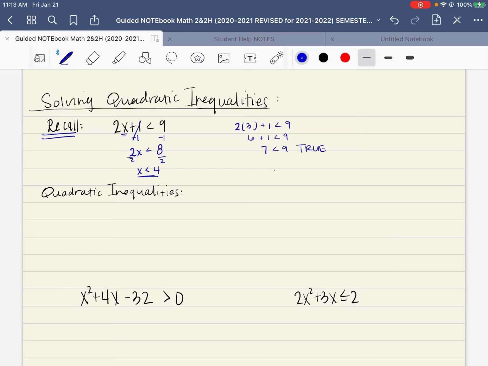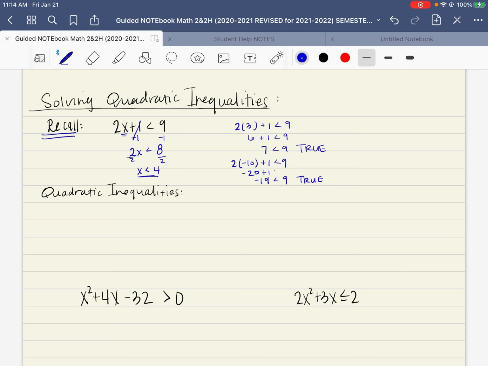If I were to choose any value less than 4, I could choose negative 10, right? And plug that in here. That should also give me that same result. So I go negative 20 plus 1, negative 19 is less than 9, which is also true. So any value less than 4 should work in this inequality. Notice it doesn't include 4, so we won't actually include the value 4, because if you put 4 in there, it will equal 9.